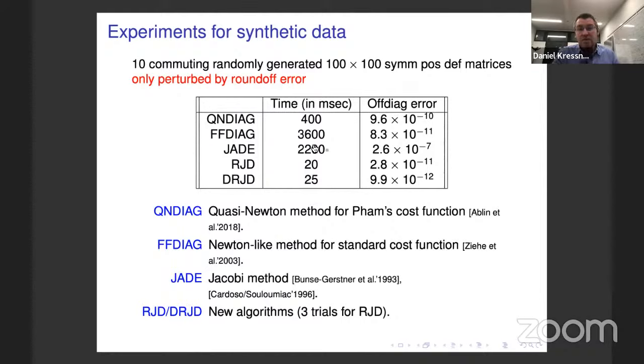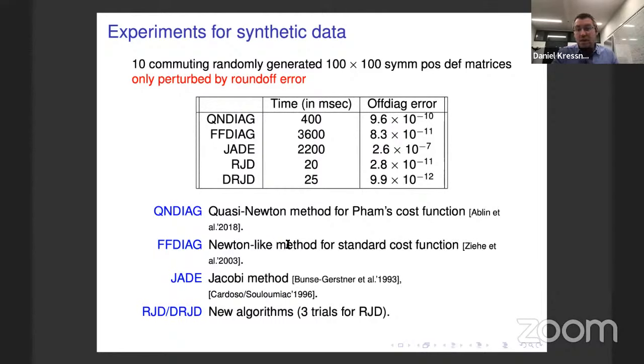What you see, for example, is the Jacobi method, which comes from the linear algebra community, so you would hope it's a good method, but actually here it doesn't really work very well. It has convergence problems, it has problems to converge to the global optimum, obviously. It only recovers 10 to the minus 7. Since the matrices have roughly norm 10 to the 4, you would expect something around 10 to the minus 12. So it's 5 orders of magnitude off. It's also very slow. It takes 2 seconds for quite small matrices.